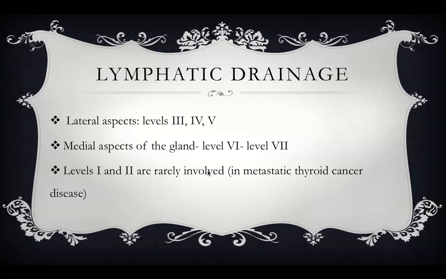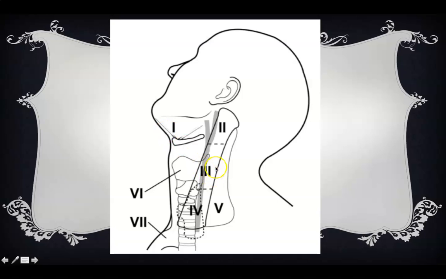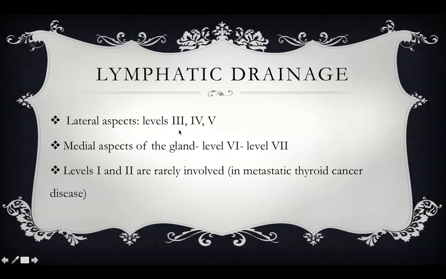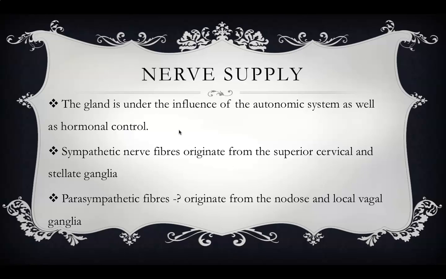Now talking about the lymphatic drainage. The lateral aspect of the gland drains into the third, fourth, and fifth lymph nodes, and the medial aspect drains into the sixth and seventh cervical lymph nodes. Okay, so levels 1 and 2 are rarely involved. So that's about the lymphatic drainage of the thyroid.